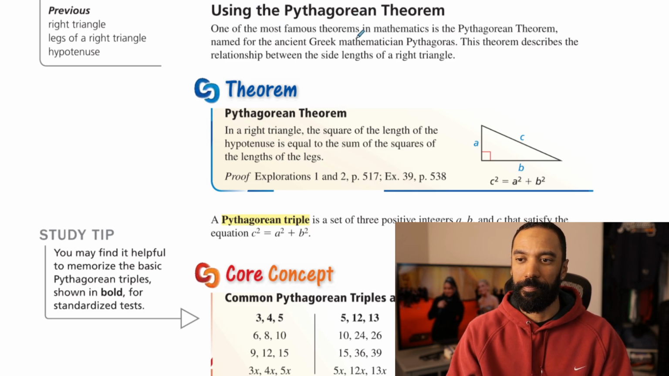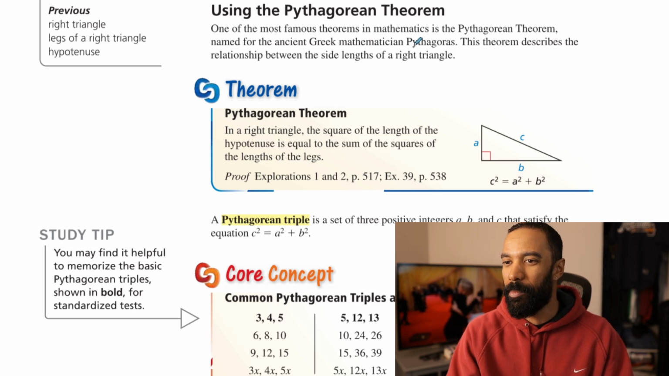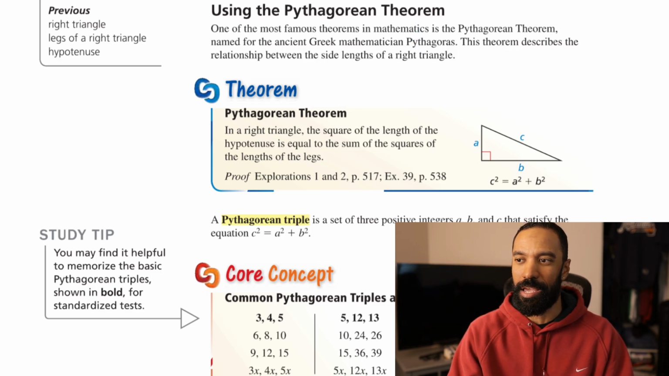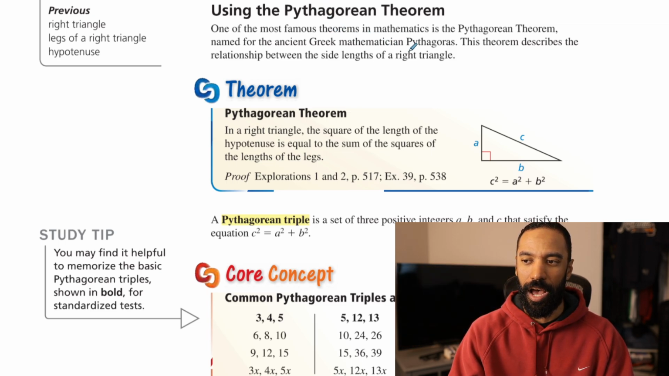Using the Pythagorean Theorem. We get to read history. One of the most famous theorems in mathematics is the Pythagorean Theorem, named for the ancient Greek mathematician Pythagoras. This theorem describes the relationship between the side lengths of a right triangle.